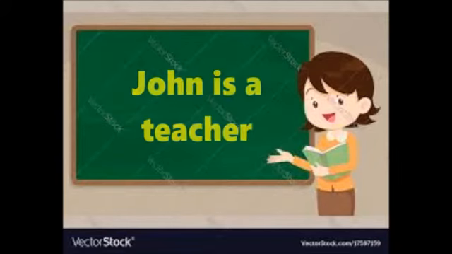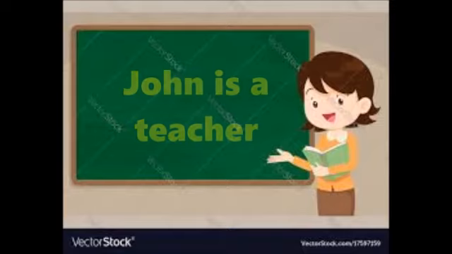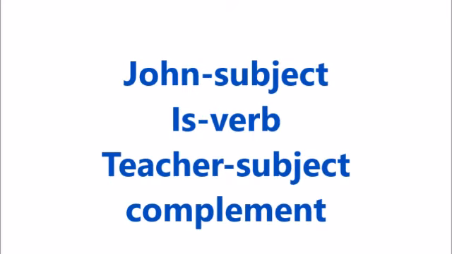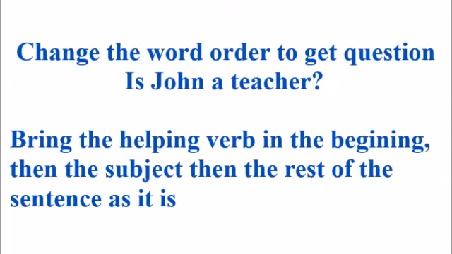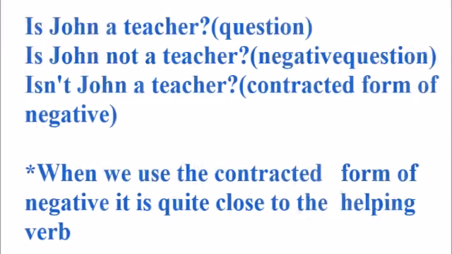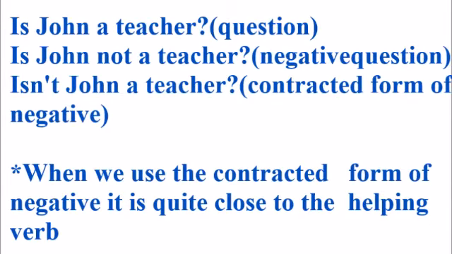Let's start with an example. John is a teacher. Here John is the subject, is the verb, teacher the subject complement. In such sentences where there is a helping verb, it's very easy to change the statement into a question if we change the word order. Bring the helping verb to the beginning, then the subject, then the rest of the sentence as it is. So here the question will be, is John a teacher?